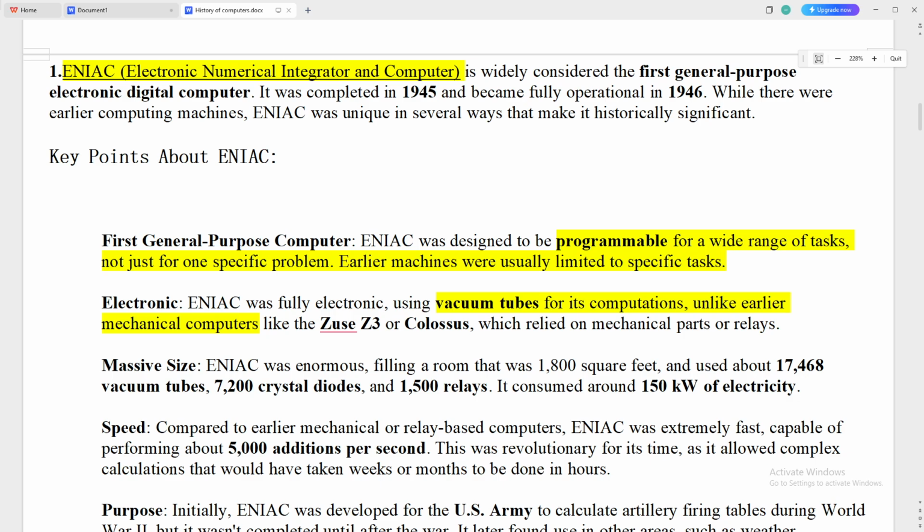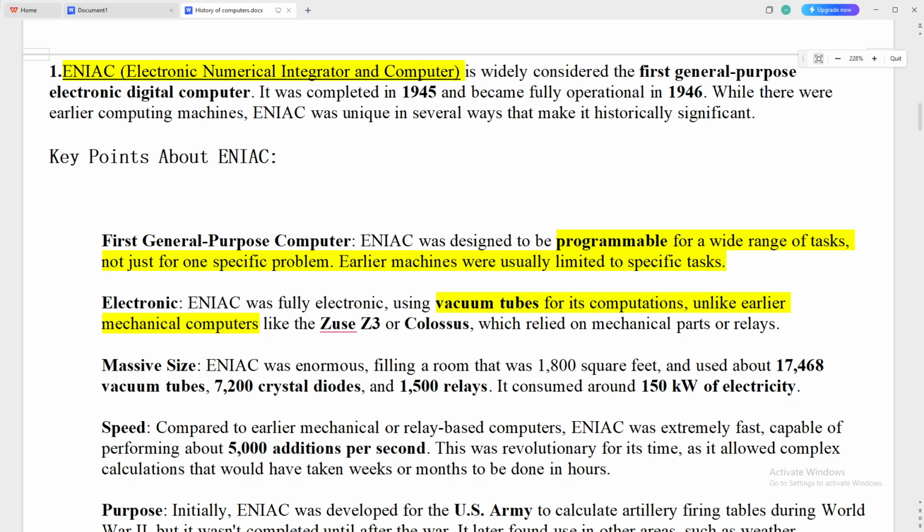Computation, unlike the earlier mechanical computers like Zuse Z3 and Colossus, which relied on mechanical parts or relays. So this is what differs ENIAC from other computers: it used vacuum tubes. Earlier computers used relays or mechanical parts, but ENIAC changed things. It used vacuum tubes, which definitely opened up so much horizon and made it possible to build future computers.